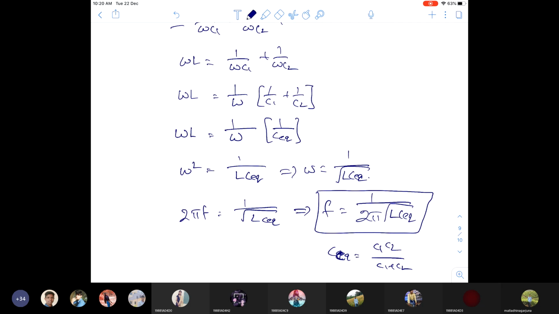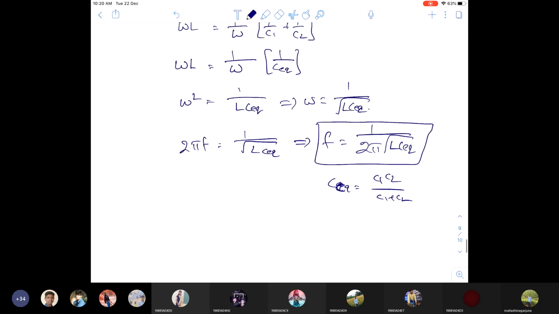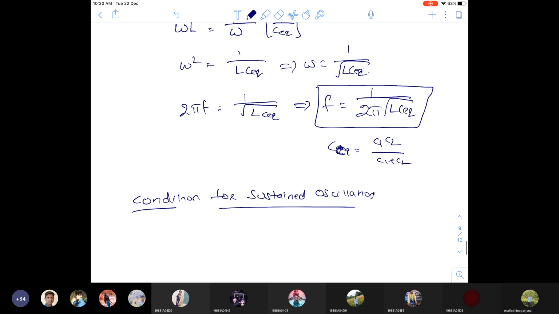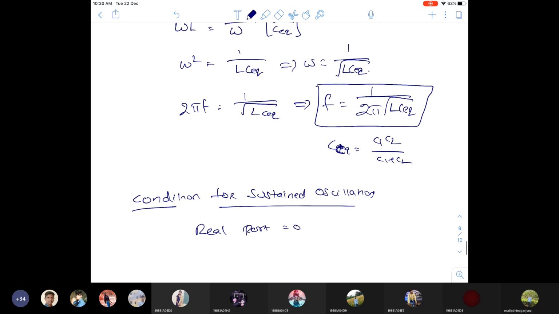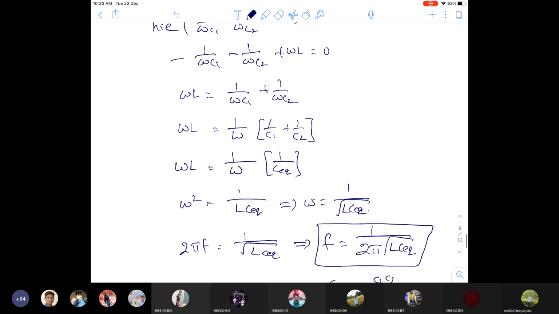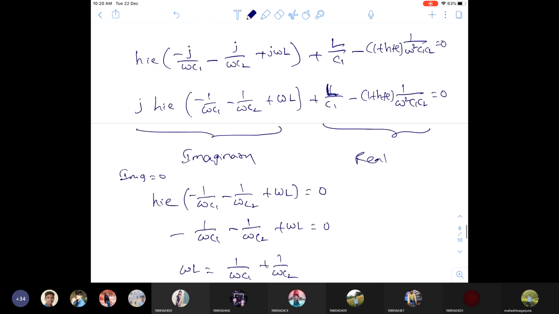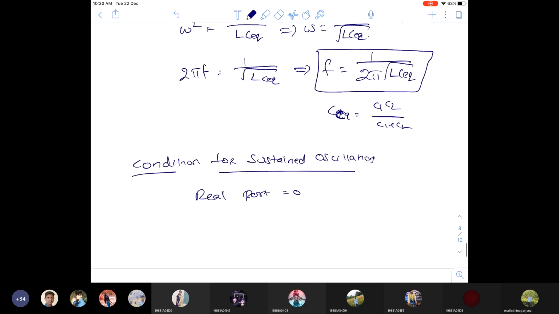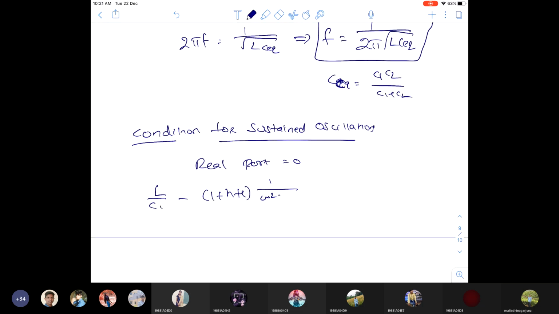This is the frequency, and the condition for sustained oscillations is to make the real part equal to 0. What is the leftover real part? So L by C1 minus 1 plus HFE into 1 by omega square C1 C2 equal to 0. This is the real part.